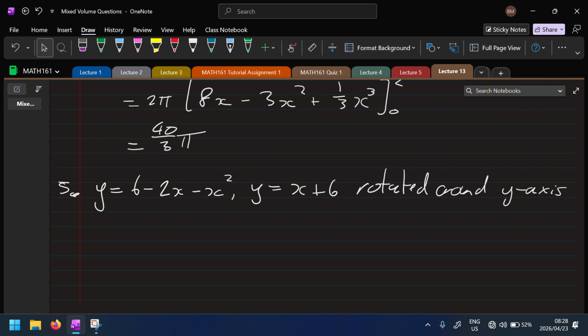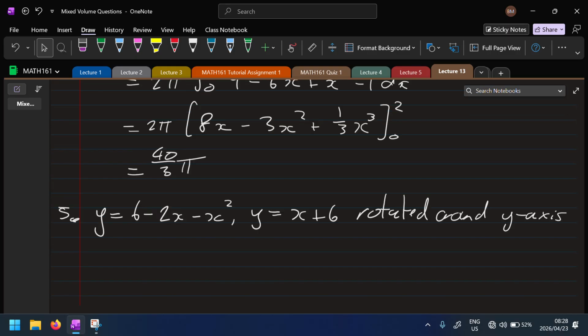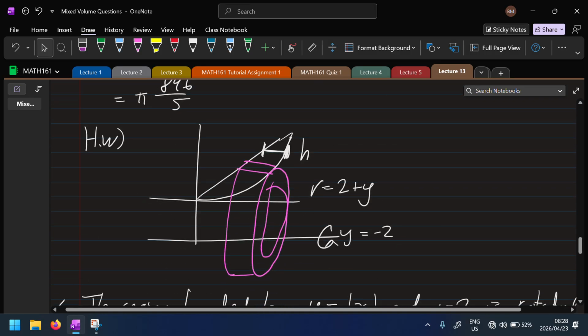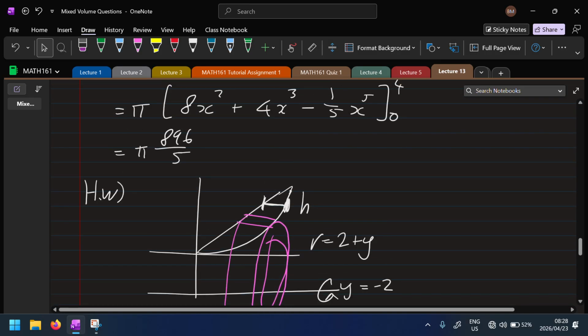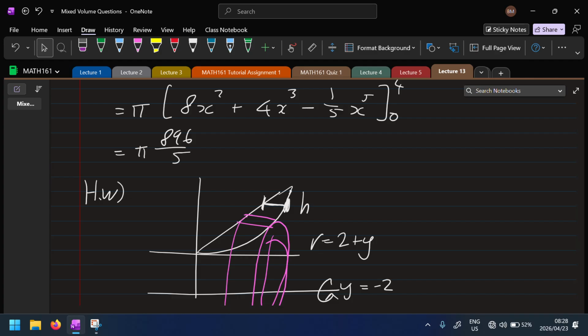Okay, so before all of the sketches, we're just on reading time, trying to figure out what to use. An upside down parabola intersected with a line. So it's going to look something like this, right? But upside down. We rotate it around the y-axis. What method?